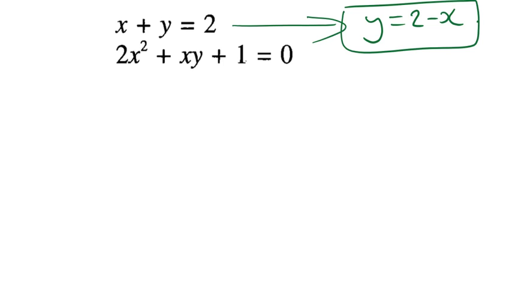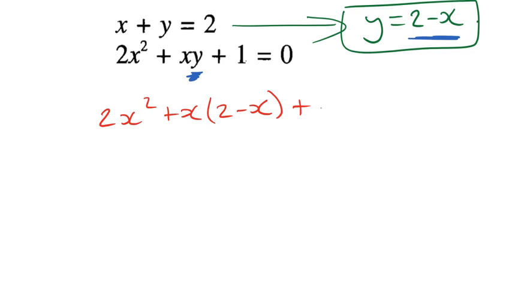Okay, so now that I've done that, what I'm going to do is every time I see a y in the equation below, I know it's equivalent to 2 minus x. I'm going to swap it for a 2 minus x. So let's write that out. Remembering we've just found that y is equal to 2 minus x, so 2x squared plus x, and look, here's the swap, (2 minus x) plus 1 equals 0.